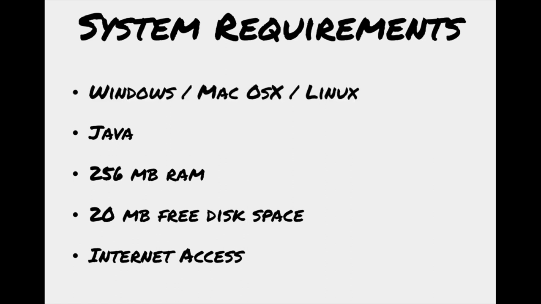Before you download BlackBoard Collaborate, make sure that your computer is equipped with the following: a Windows, Mac OS X, or Linux operating system, the most recent version of Java, 256 megabytes of RAM, 20 megabytes free disk space, and a reliable internet connection. If you have trouble operating your BlackBoard Collaborate, check each of these requirements because most likely one of them will be the source of the issue.